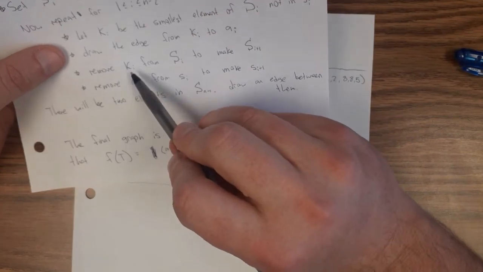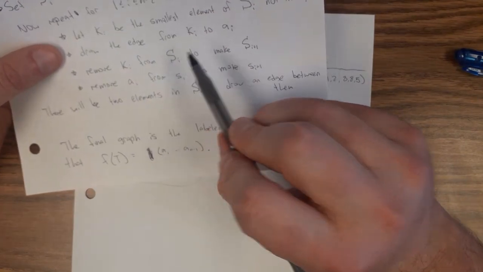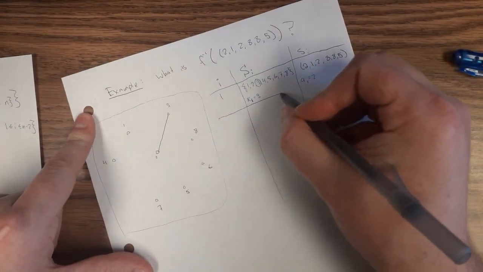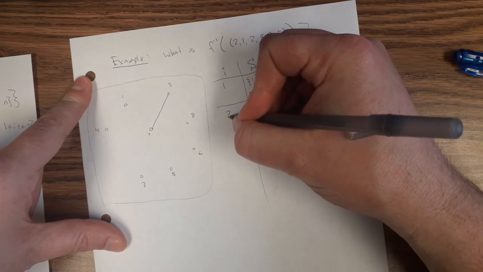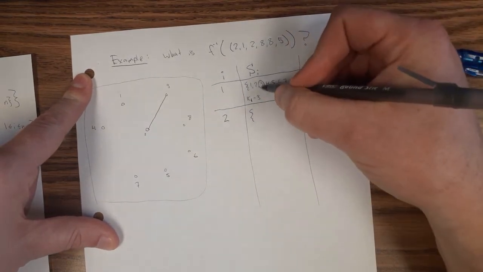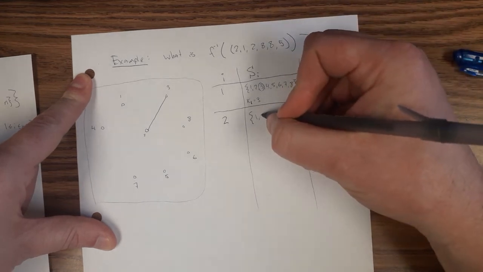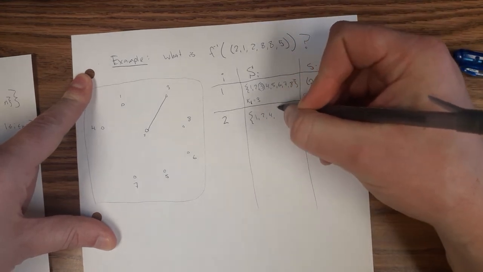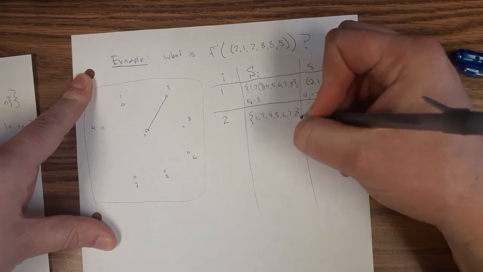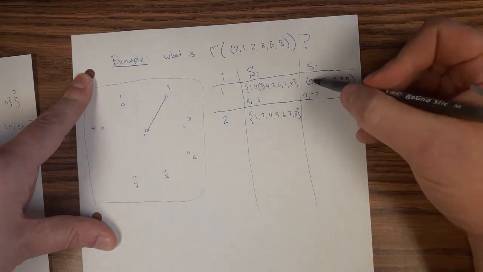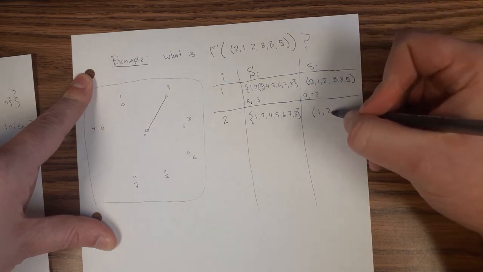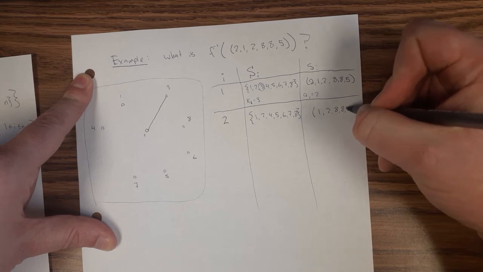And then I'm going to remove k sub i from capital S sub i. So this is telling me how to make S sub 2. So I'm going to remove this: 1, 2, 4, 5, 6, 7, 8. I also remove the first number from this sequence. So 1, 2, 8, 8, 5.